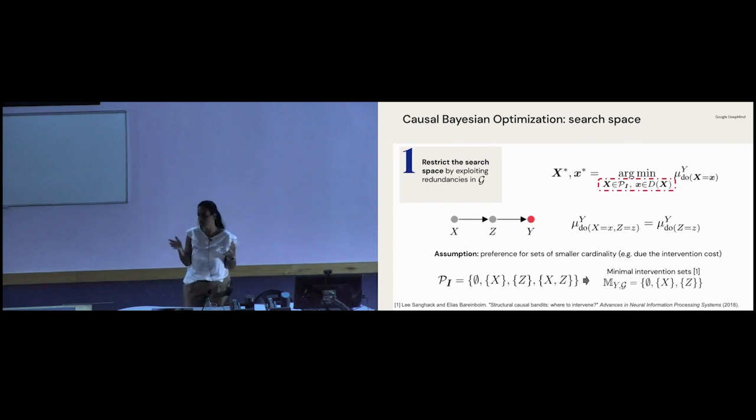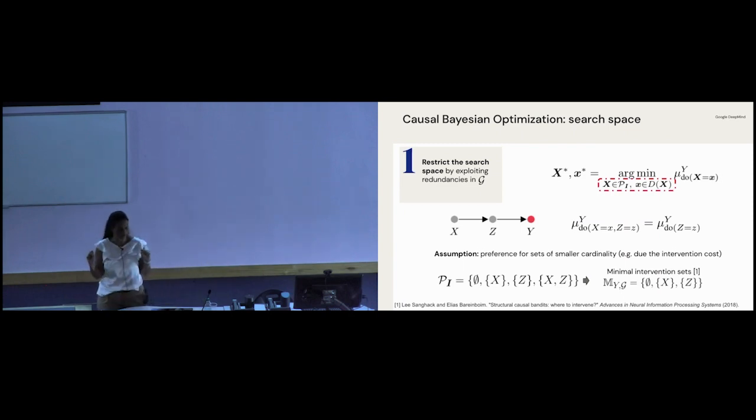So if by intervening on statin and aspirin I can get to the same output as intervening on statin, aspirin, and calories intake, then I prefer it. So there is an implicit assumption here, which has been used also in causal bandits, that interventions on sets of smaller cardinality are better. You can think about it as an intervention cost, but there are probably also other assumptions that you can make justifying this.